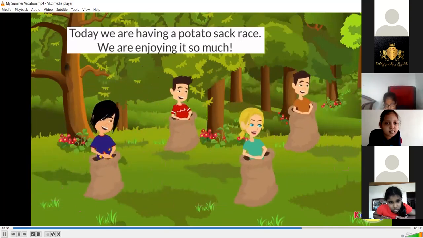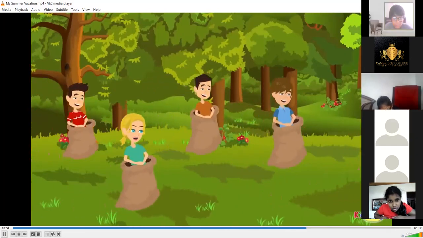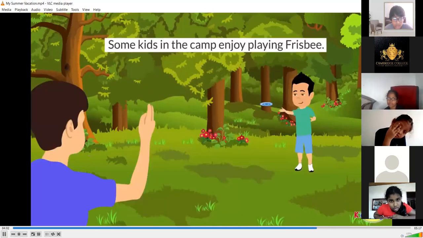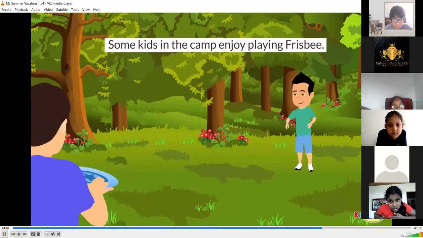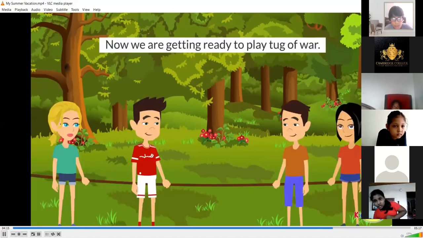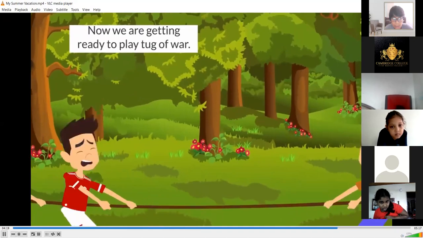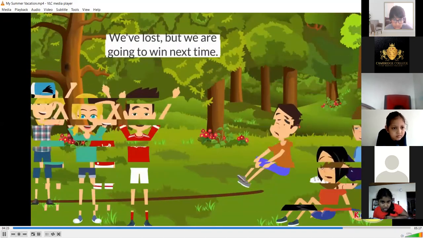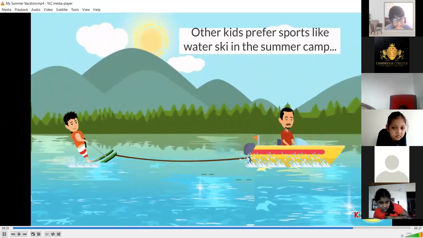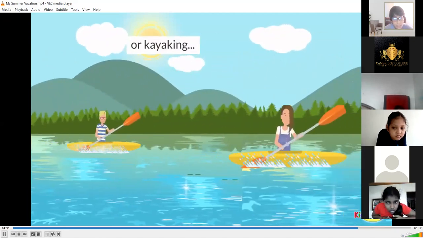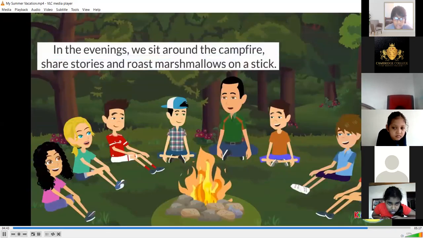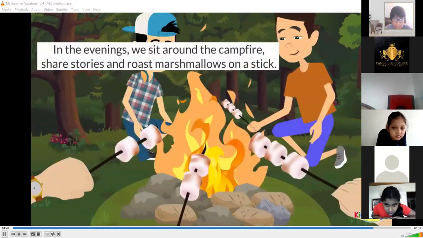Today, we are having a potato sack race. We are enjoying it so much. Jumping on a trampoline is a lot of fun too. Some kids in the camp enjoy playing frisbee. Now you're getting ready to play tug of war. We've lost, but we're going to win next time. Other kids prefer sports like water ski in the summer camp. Or kayaking. In the evenings, we sit around the campfire, share stories, and roast marshmallows on a stick.